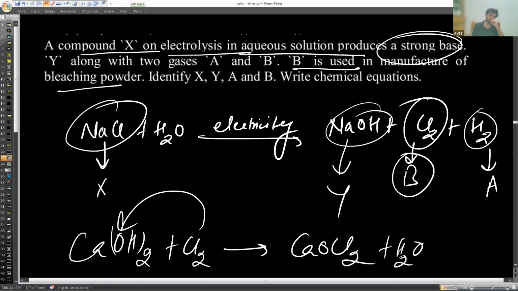You done? Understood what is A, what is B, and what is X and Y? Understood? Yes or no? Yes. Okay. The next salt that we have studied is baking soda. How can we prepare baking soda?